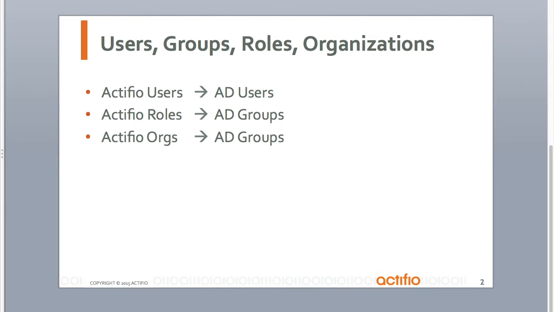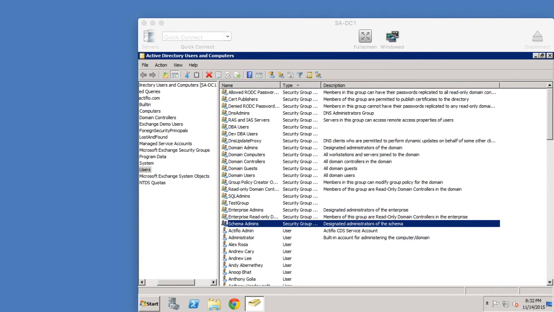Right, let's have a closer look at the way Actifio implements these things. If I log on to my Windows 2008 server, I can start the Active Directory Users and Computers section. What I can find here is a list of my Active Directory security groups and my Active Directory users. Now, what we do within Actifio is map these security groups and users to Actifio roles and organizations.